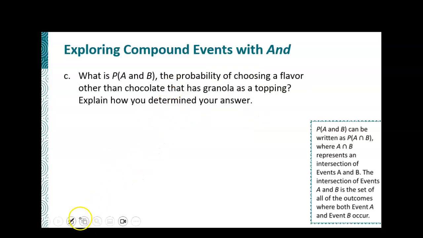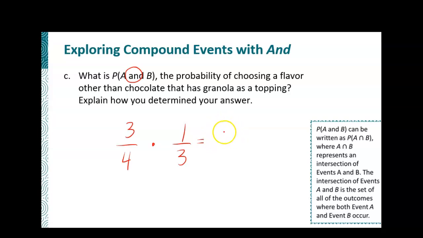With the word and, because I need to calculate both happening. Multiply. So that was 3/4 times 1 over 3. Okay, so this is a compound. This is A, this is B. So what is that? This is why we practice this the first day. We come back for review.